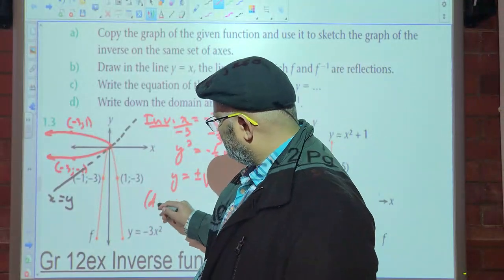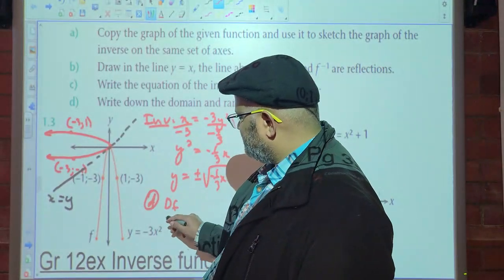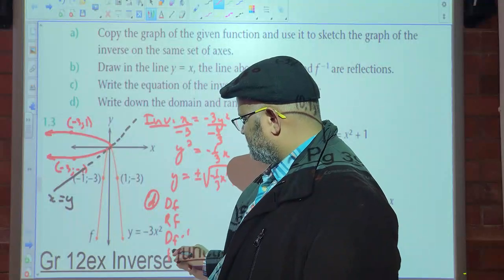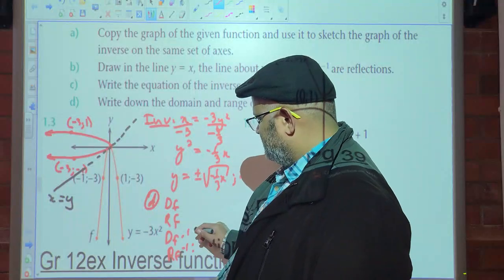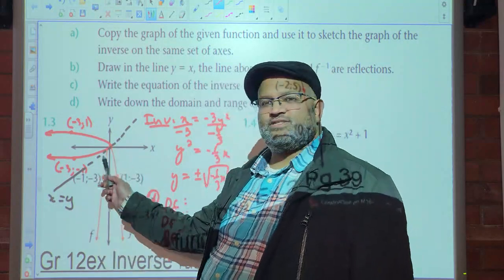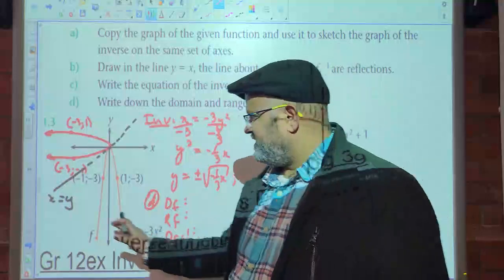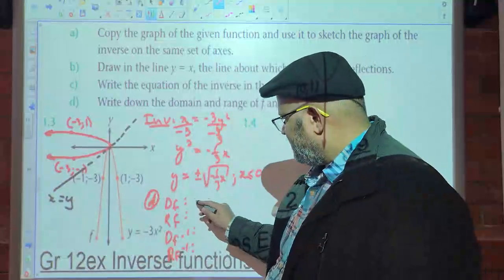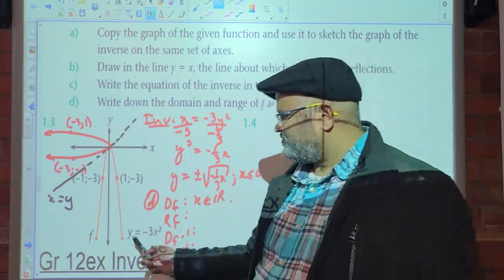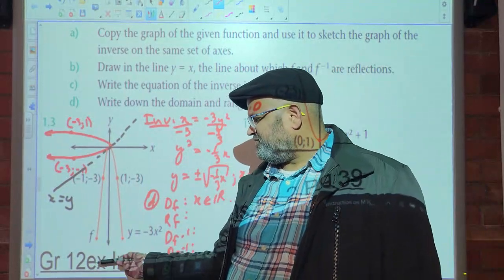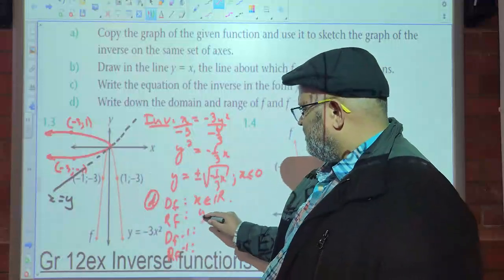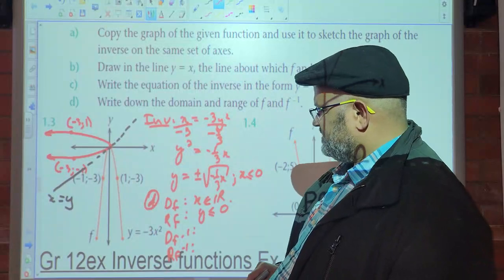This is now D. Domain of the function, the range of the function, domain of the inverse function and the range of the inverse function. So the domain of f goes negative infinity to positive infinity, so x is an element of all real numbers. What about the range? Reading it from the negative, where does it stop existing at? 0. So in other words, y must be less than or equal to 0.